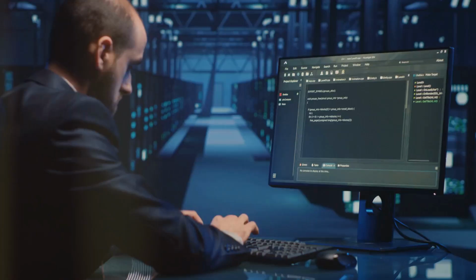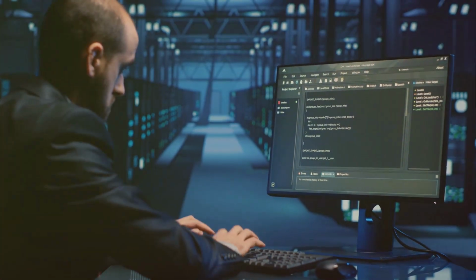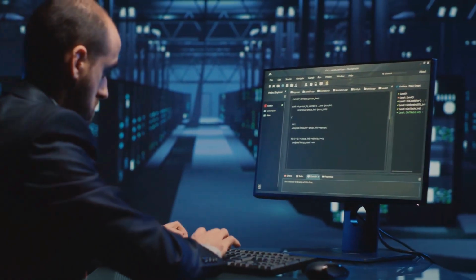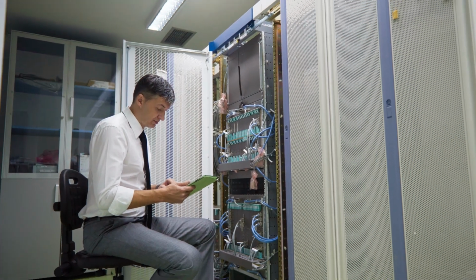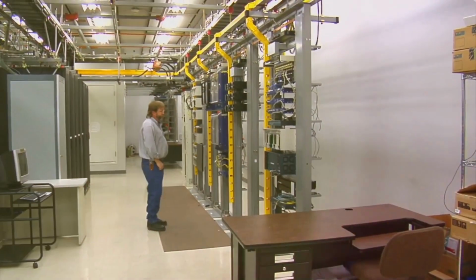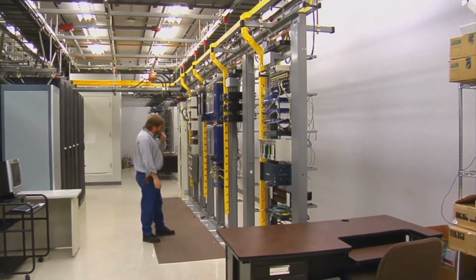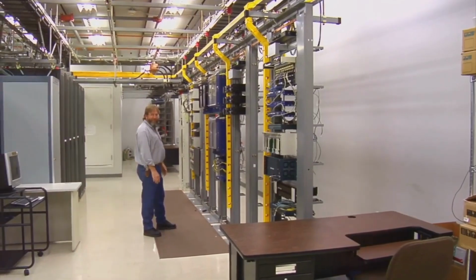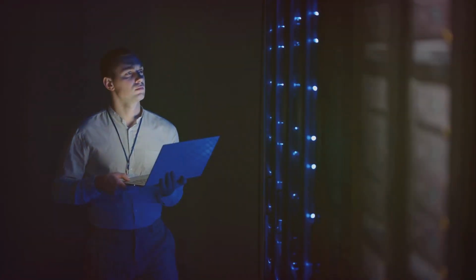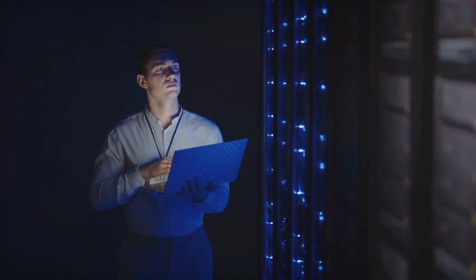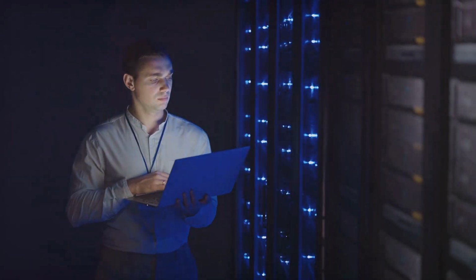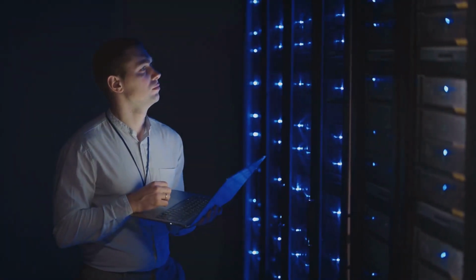They're not just problem solvers, they're digital peacekeepers, maintaining harmony in an increasingly interconnected world. Their role is complex and multifaceted, requiring a unique blend of technical skills, problem-solving abilities, and a keen understanding of how digital networks operate. So, are you intrigued by this behind-the-scenes role that keeps our digital world spinning? Stay tuned as we delve deeper into the fascinating world of network infrastructure specialists.